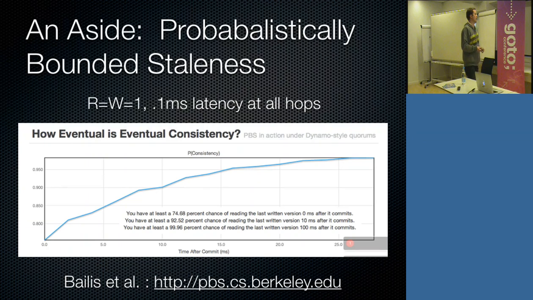Sort of an interesting aside here. How eventual is eventual consistency, right? Like, how often does this really happen? How often am I going to get those two values back and have to do something with it? Turns out you can predict it.